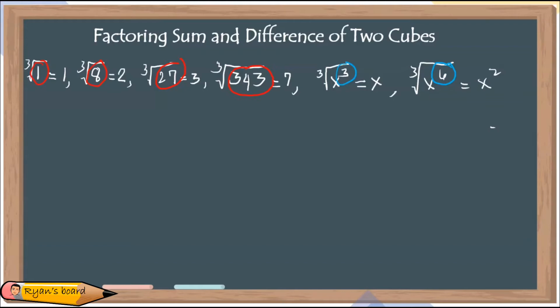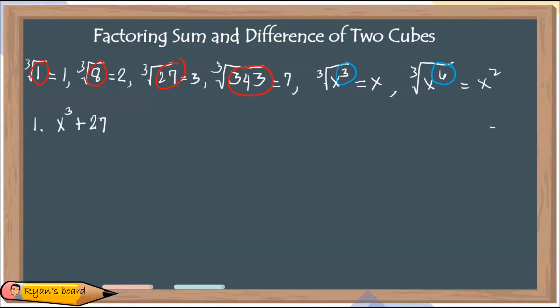Ngayon, I give an example of sum of two cubes. Let's say x cube plus 27. Yung x cube ay perfect cube kasi ang exponent niya ay 3 which is divisible by 3. At yung 27 ay a perfect cube kasi meron siyang cube root. That's 3. Now, how to find the factors nito?